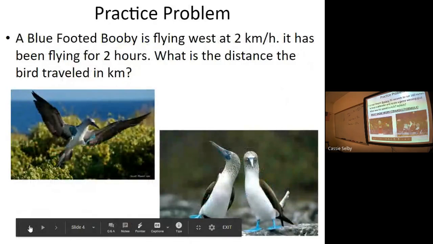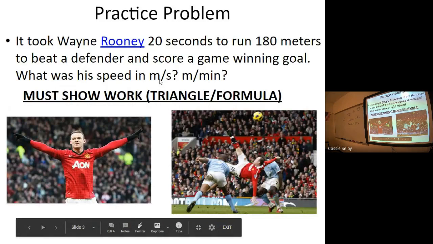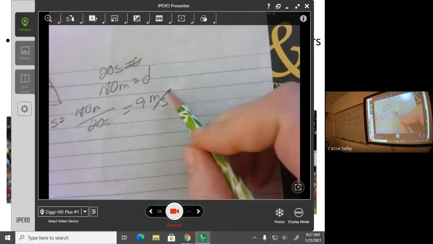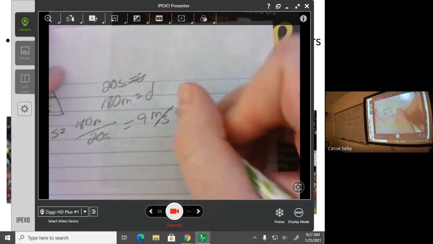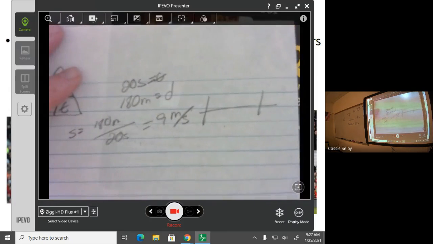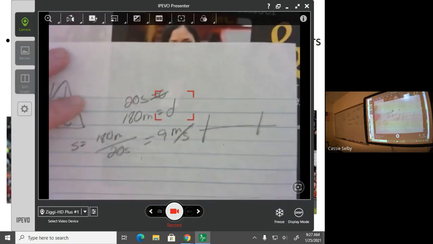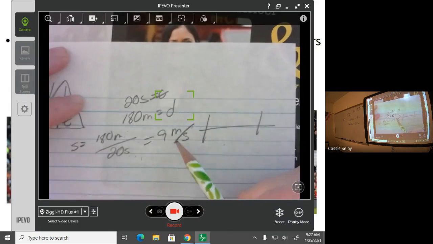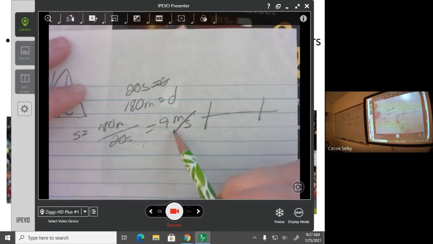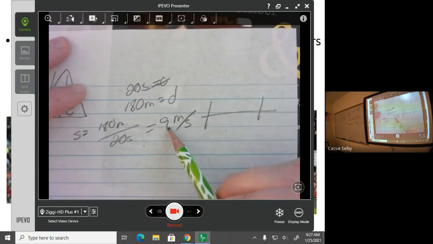Oh, I missed something. It says it wants the speed in meters per second and also in meters per minute. So now I have to go back and convert this into meters per minute. So this is in meters per second. In order to convert this into meters per minute, I'm going to set up my conversion, just like I did. You guys just finished this unit, so hopefully you know how to do this. If not, you need to get with me and we need to do some tutoring so you can retake that test. Okay? So we have 9 meters per second.